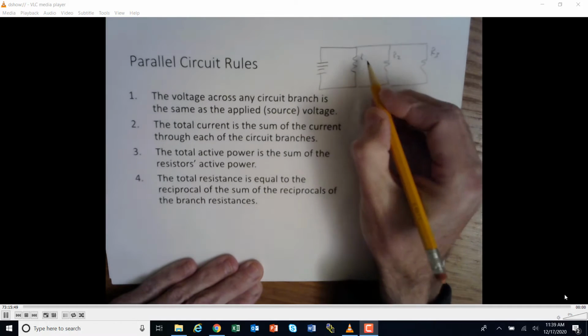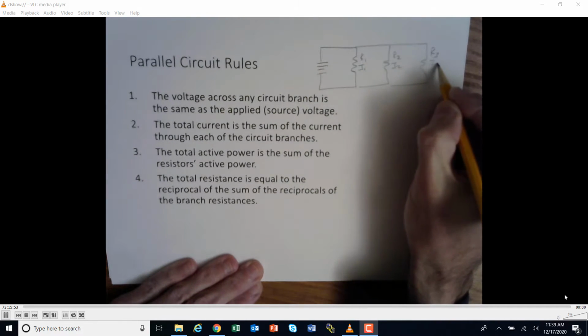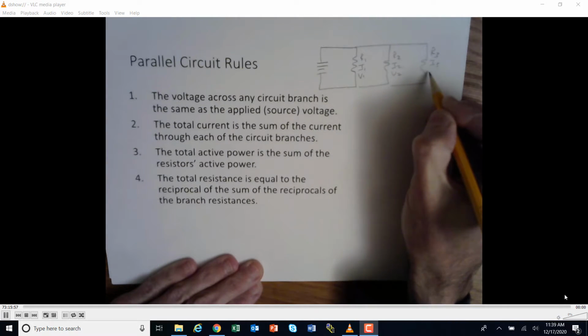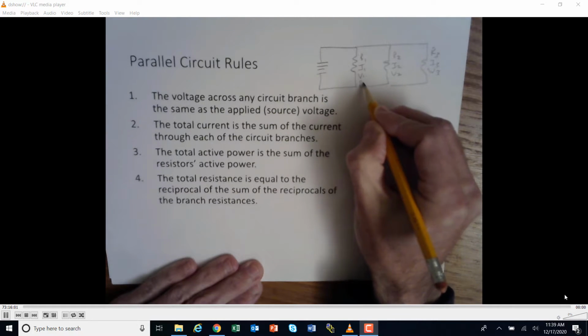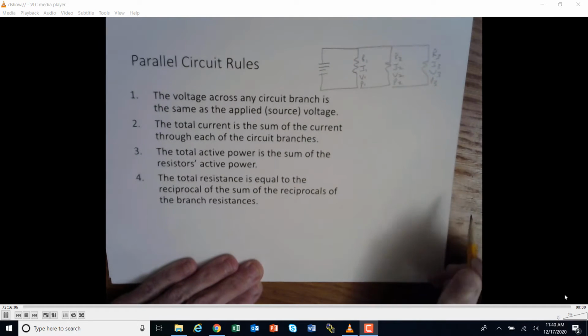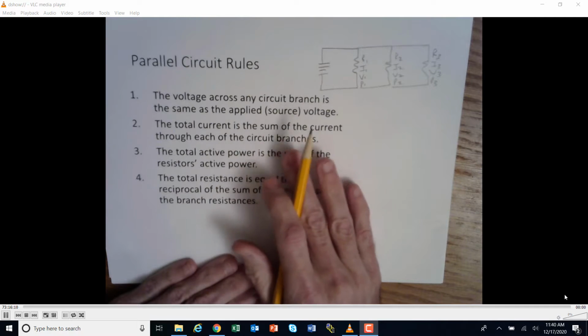Each one of these resistors is going to have a current running through it: I1, I2, I3. It's going to have a voltage drop: V1, V2, V3, and it's going to dissipate power: P1, P2, P3. Okay, so these are the rules, and now we want to draw the mathematical equivalent to this.